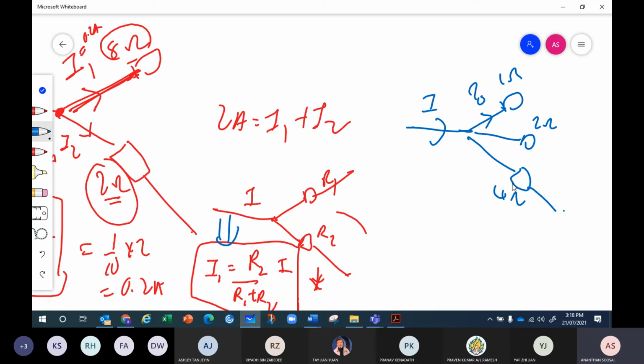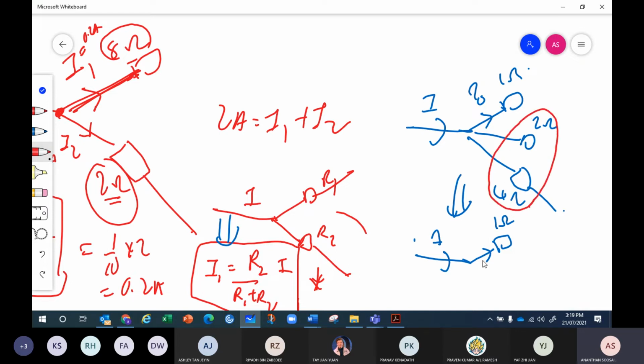If they give more than 2 branches, what do you have to do? For the branch they're asking about, what current is flowing, you don't do anything to that branch. You retain it. The remaining branches, the 4 and 2 ohm, you have to combine and leave as one single branch, so finally you make it like 2 branches only.